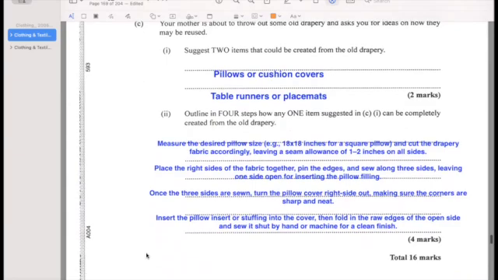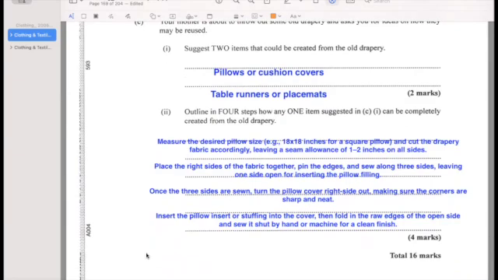2 marks. Next question. Outline 4 steps for one item suggested. So we're gonna outline one of them, right? Of the drapery, old drapery that we're talking about. So measure the design pillow. So we're gonna make the pillow. We're gonna measure the design pillow and we're gonna use an 18 by 18 inches square pillow to cut the drapery fabric accordingly, leaving a seam allowance of 1 or 2 inches on all of the sides, right? 'Cause remember it's 18 by 18.